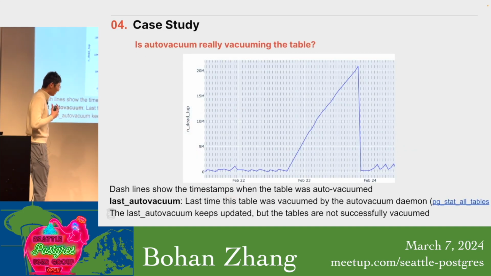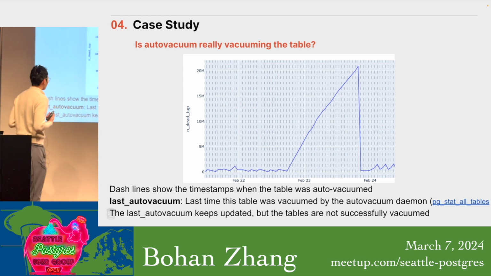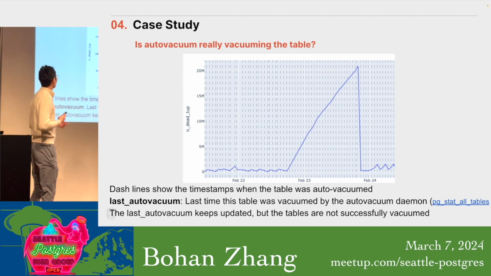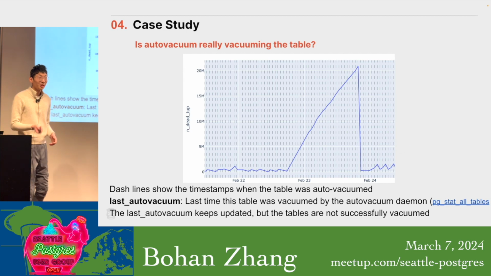So there are also some interesting findings on auto vacuum. The first one is: is auto vacuum really vacuuming your table? So in this example, there is a metric called last auto vacuum. This metric indicates the last time this table was vacuumed by the auto vacuum daemon.